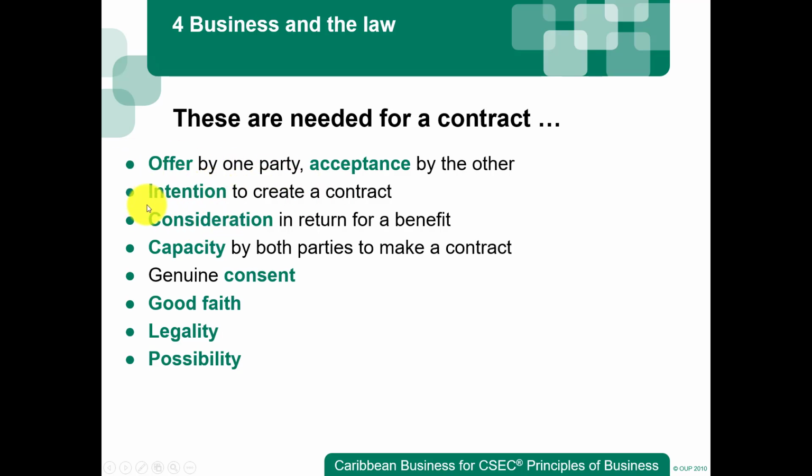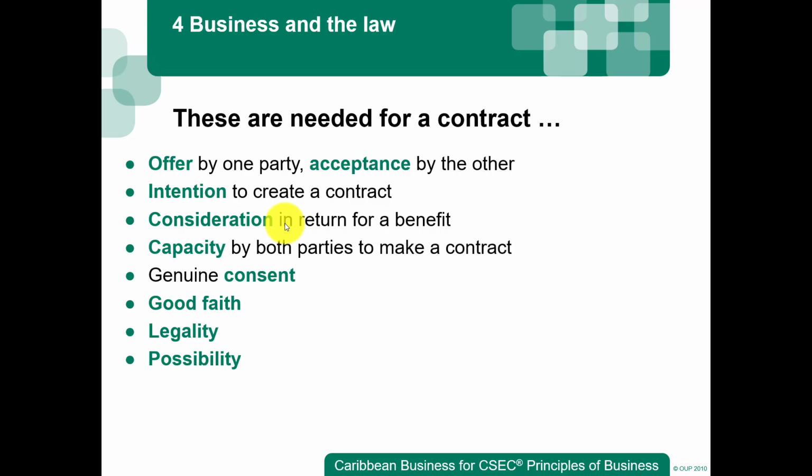Then consideration. What is consideration within a contract? It means that everybody should benefit in some way, shape, or form. For example, if you're an athlete signing a contract with a sport team, the team gets to use your skills while you get paid for that. So that's consideration. Everybody happy, everybody getting something.